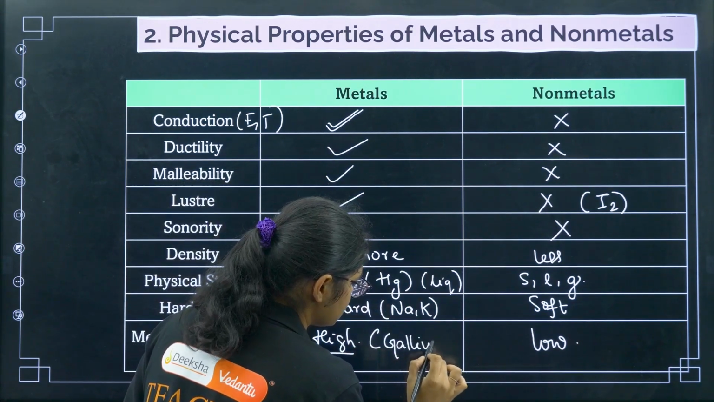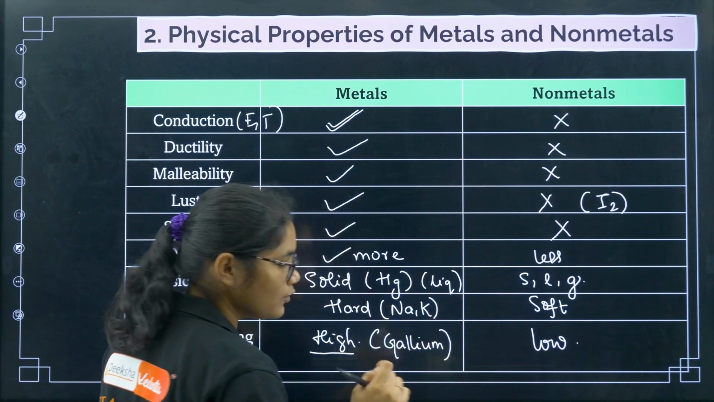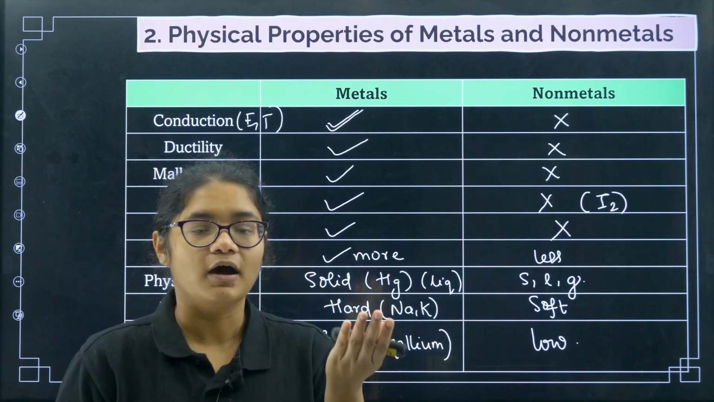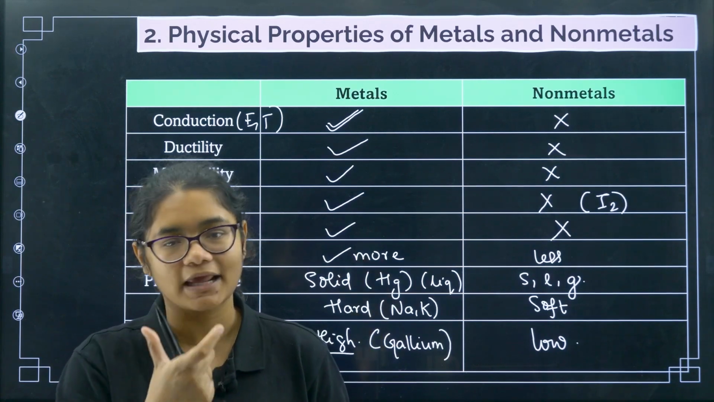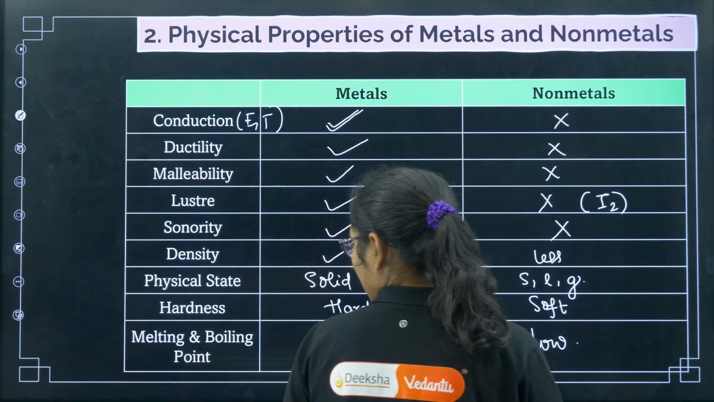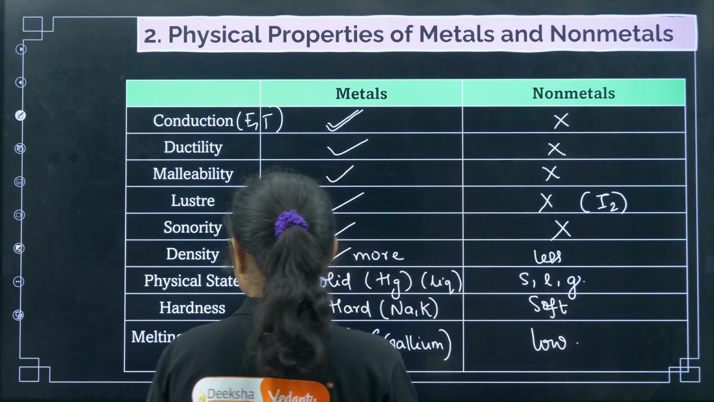Gallium is a metal, but it has a very low melting point, so low that it can even melt in your hand. It means the temperature of your palm is enough to melt the metal. It has a very low melting point. Now coming to some more exceptions.